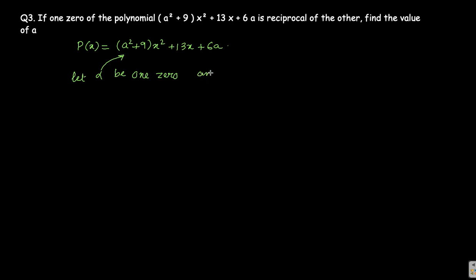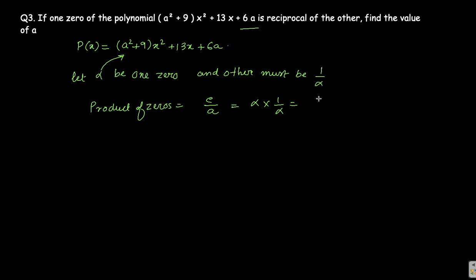Now let alpha be one zero. If we put alpha over here, then the equation becomes 0, and the other must be 1 by alpha, because one is the reciprocal of the other. So the product of zeros is equal to c by a, that is alpha into 1 by alpha, and c here is 6a.